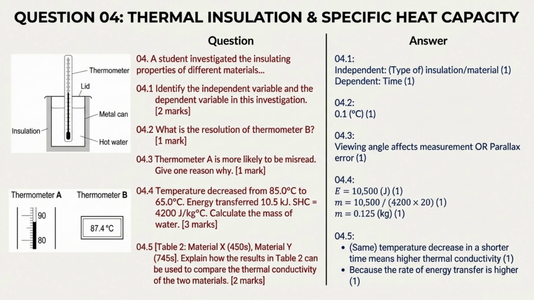04.2 shows a close-up of a digital thermometer, thermometer B, reading 87.4 degrees Celsius. What's its resolution? Resolution is just the smallest change you can measure.